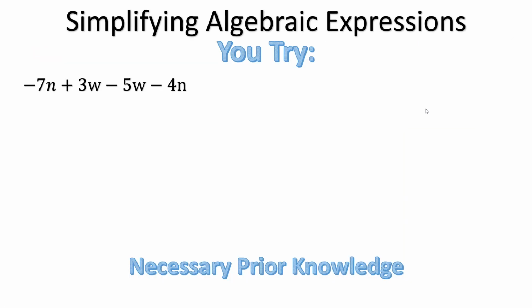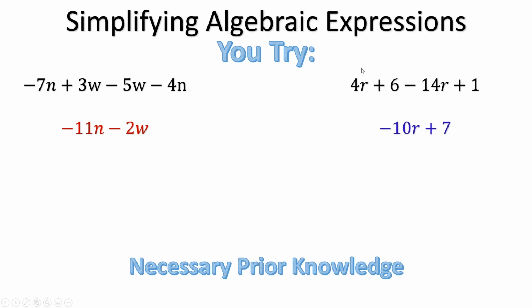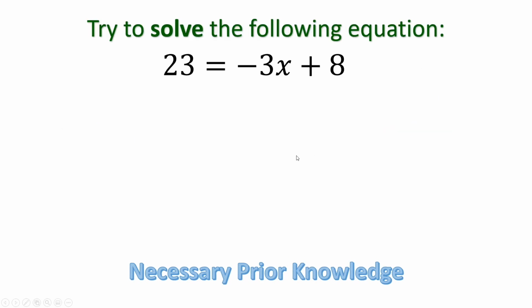There are going to be 2 here for you to try that don't have visuals. So please simplify this. You should have got negative 11n minus 2w. You have to subtract because these are different signs. And then try this one. Well, here you have different signs, so you subtract, and then this one you would add. So you should have got negative 10r plus 7.